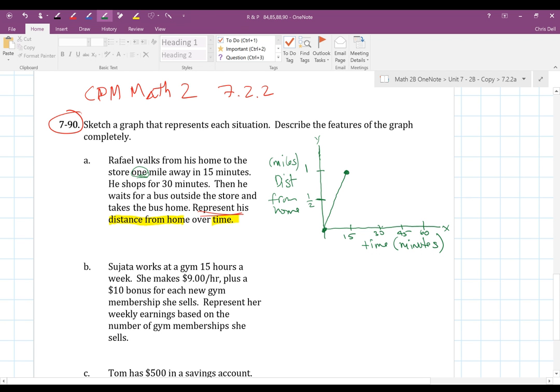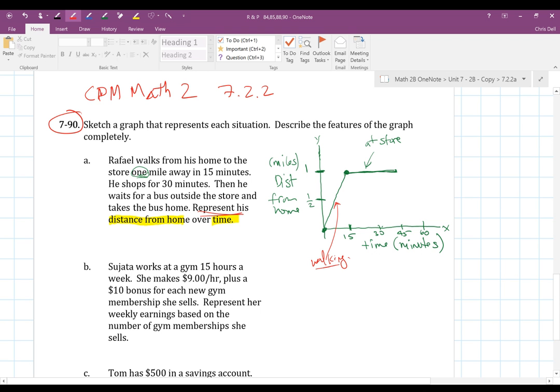He's getting further and further away from home, and we'll make it a nice even pace. He's just walking from his home to the store. So right now he's a mile away from his home, and it's been 15 minutes. That's where that point comes from. Then it says he shops for 30 minutes. So he's at the store, not going any further away. So from 15 to 45, he's still at the store. So I might put some little notes here: at store, and this is where he's walking.